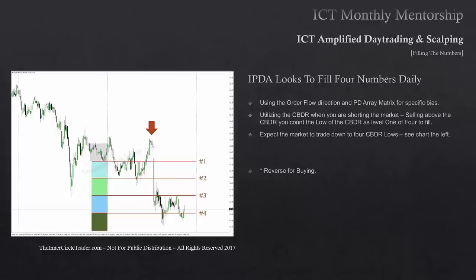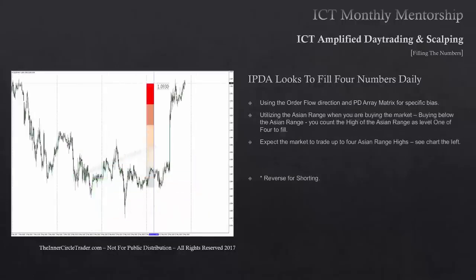So IPTA will look to fill 4 pivots intraday. It'll look to fill 4 central bank dealers range projections or standard deviations. Either or can be used. Now, I already know what you're thinking, but trust me, I'll answer that question. We'll get to it at the end of this teaching.